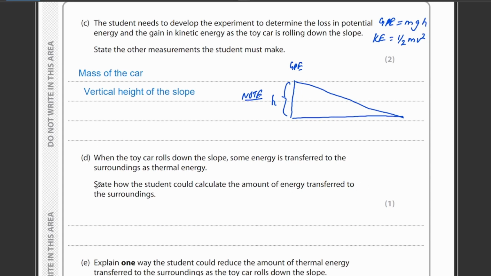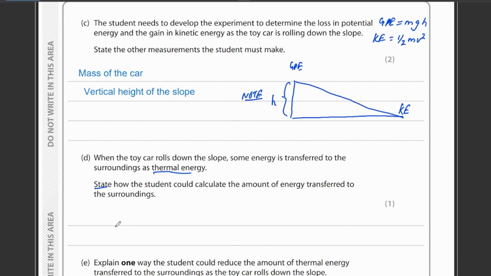Okay, what they're asking is state how the student could calculate the amount of energy transferred to the surroundings. So here what they're saying is, when the toy car rolls down the slope, some energy is transferred to the surroundings as thermal energy. Going back to the diagram again, the car has some gravitational potential energy here. Now, when it rolls down, it's losing a little bit of energy, and what it has here is kinetic energy. And what they're asking is, how do you find that?